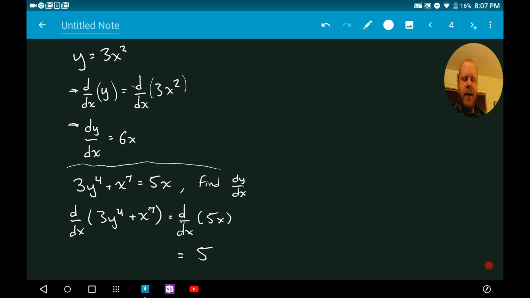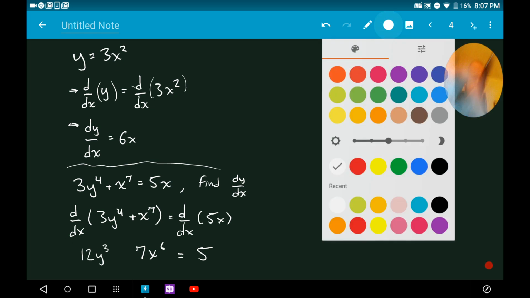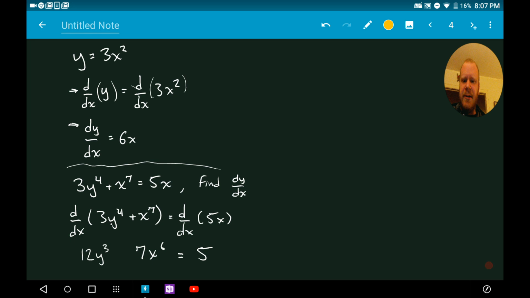This side is going to be equal to 5, right? Taking the derivative over here, this piece will be 7x to the 6th. And this piece is going to be 12y to the 3rd. But the thing that we have to keep in mind here is that y is a function of x, right? So if we're going to take this derivative with respect to x, we need to think about how this is going to change.